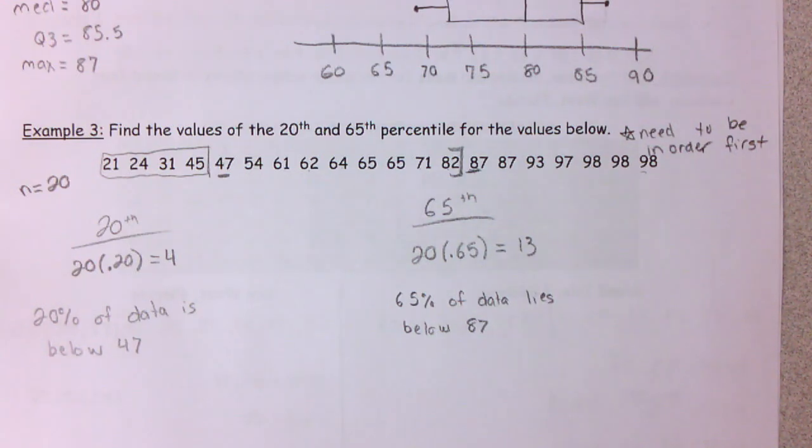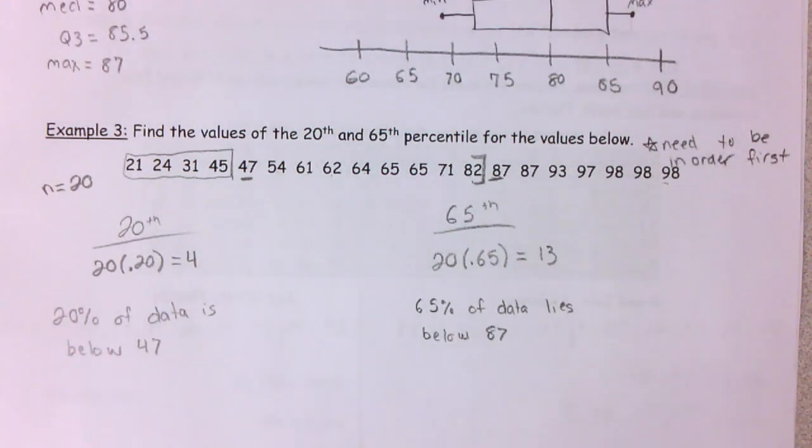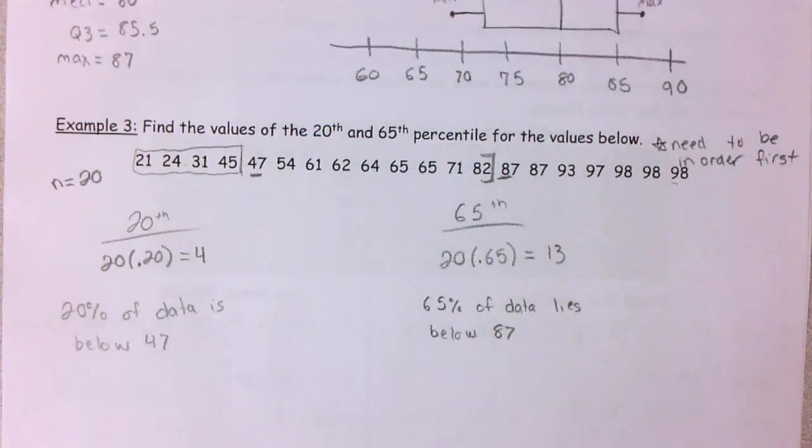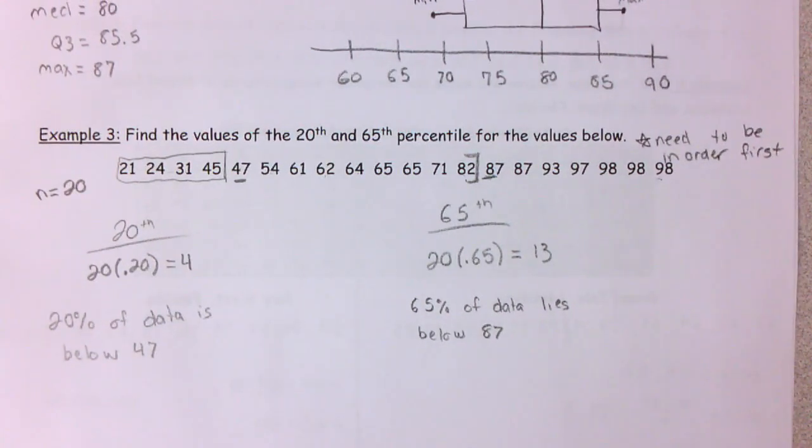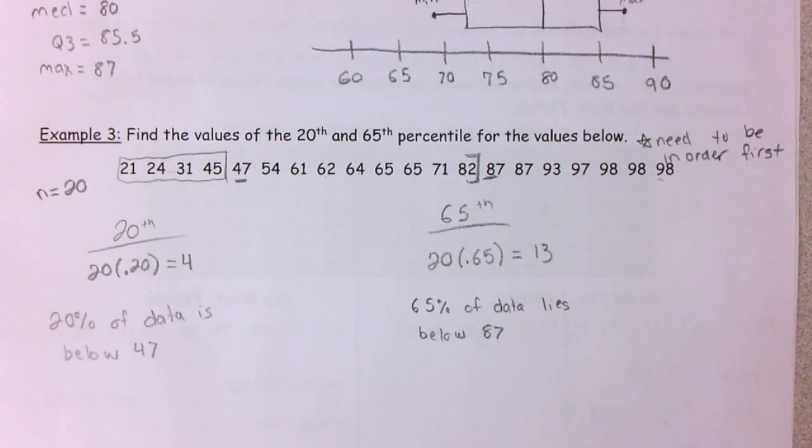Okay, so think about what it's asking. You want 20% of the data. So if there's 20 numbers, 4 numbers make up 20%. So then you hop up to the next one and say 20% is below that one because it includes all 4 of those numbers. Okay, below doesn't include the 47.